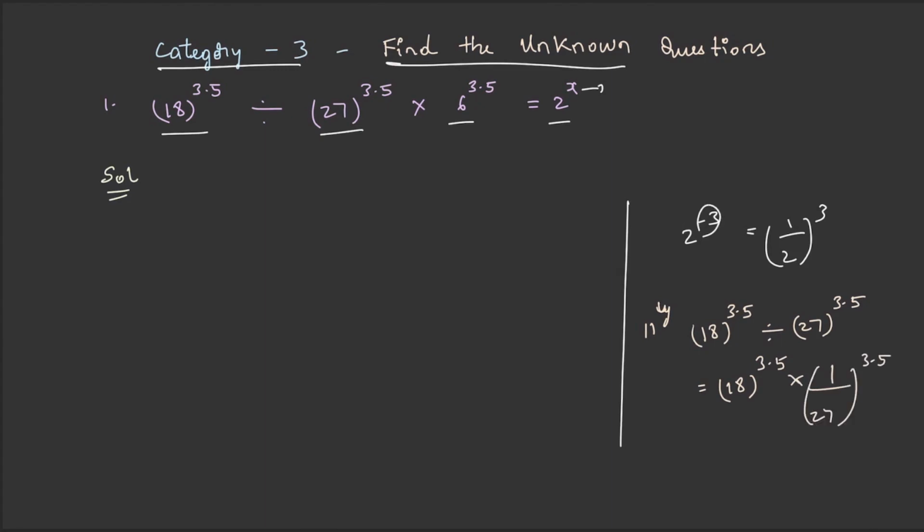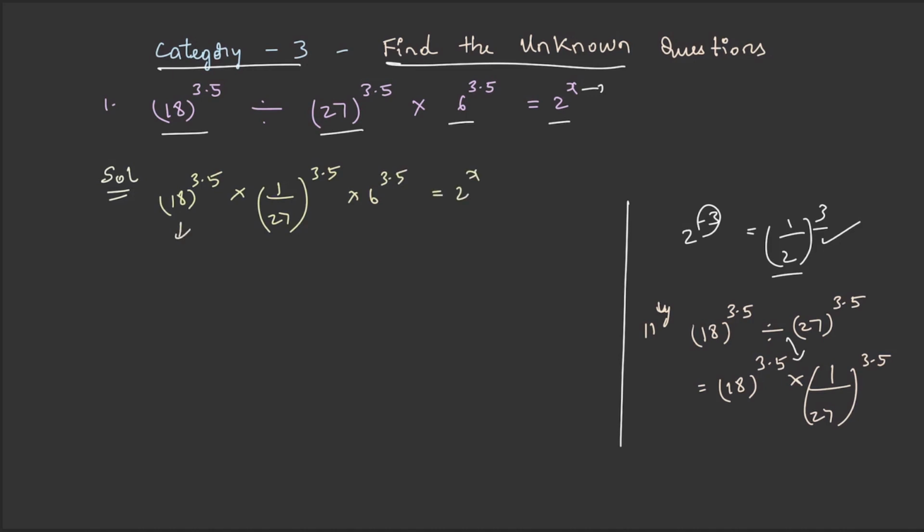To convert a negative power into positive, we need to shift the numerator and denominator respectively. Similarly, to change the arithmetic operation between two values, the numerator and denominator is changed like what we did here. Therefore, 18 power 3.5 into 1 by 27 power 3.5 into 6 power 3.5 is equal to 2 power x.